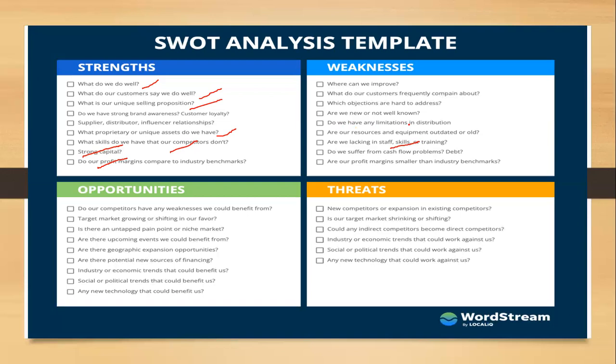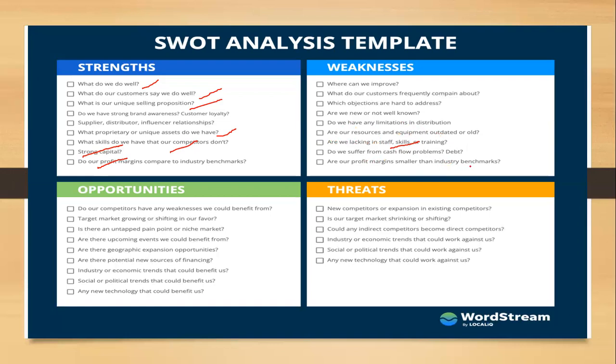Do we have any limitation in distribution? Are our resources and equipment outdated or old? Are we lacking in staff skills or training? Do we suffer from cash flow problems and all that? Are our profit margins smaller than the industrial benchmarks?